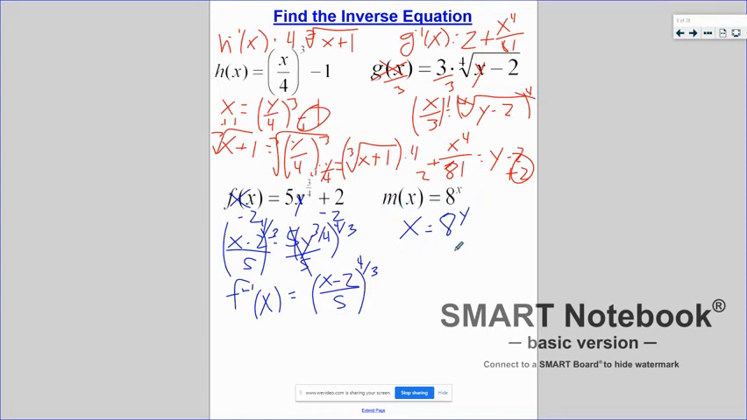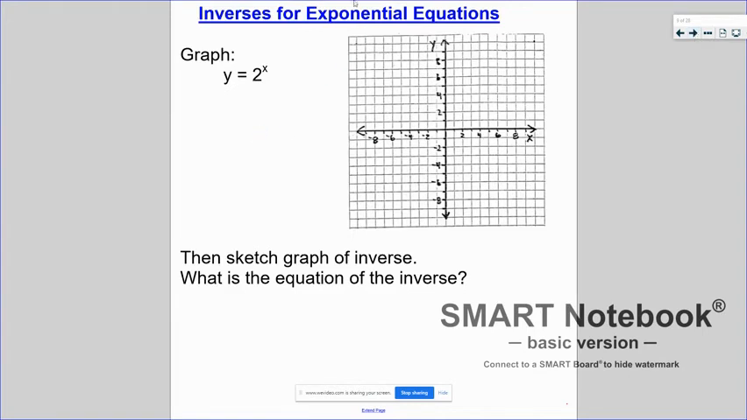I need to have a way that I can write what is the exponent equal to. So that's where we're going to run into logarithms. All right, so we're going to think a little bit about the graphs first. So let's go to y equals 2 to the x. We're going to think about that graph. And then it says sketch the graph of the inverse. And then what is the equation of the inverse?